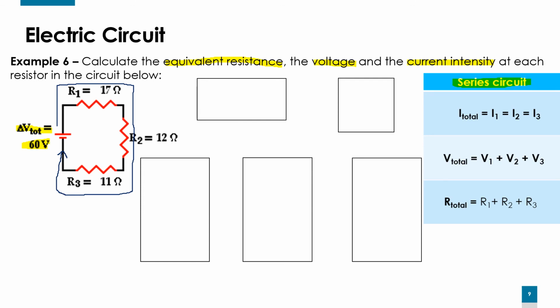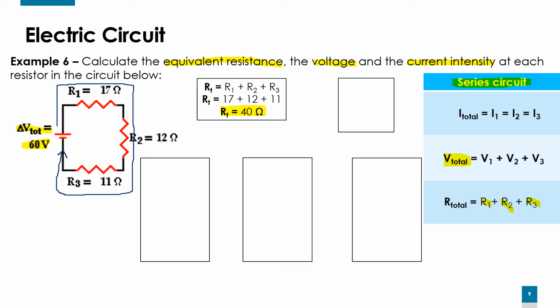Okay, I don't know my current yet, but I know my total voltage. I don't know my total resistance yet, but I know each resistance. So that's what I have so far. The easiest way is for me to calculate the total resistance, because from there I can calculate my total current, okay? So the first step is to calculate my total resistance or my equivalent resistance. Because it's a series circuit, I need to add all the resistors. So my resistor 1 is 17, 2 is 12, and 3 is 11. So 17 plus 12 plus 11 gives me 40 ohms of total resistance or equivalent resistance.